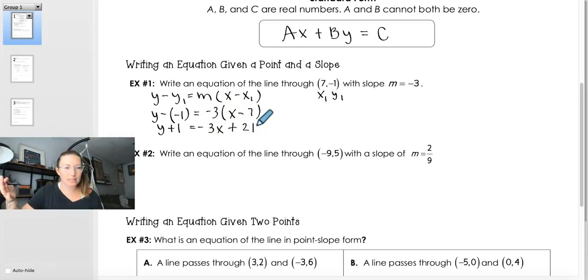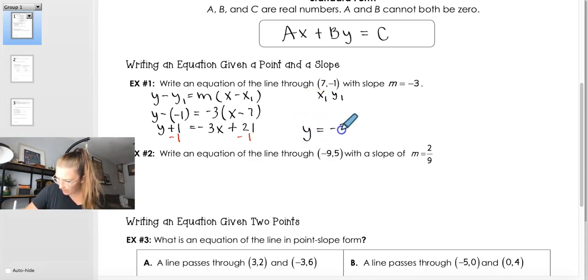Alright, I'm going to put this in y equals mx plus b form. It is the most common one we use, so I'm going to subtract the 1 from each side. So I get y equals -3x plus 20. And that would be the equation of my line.